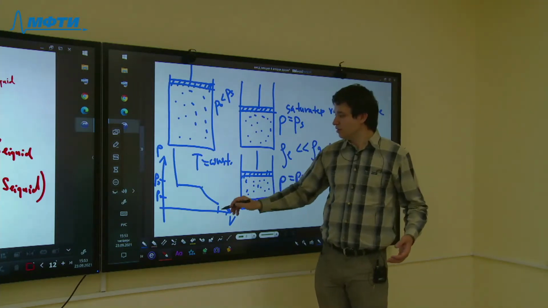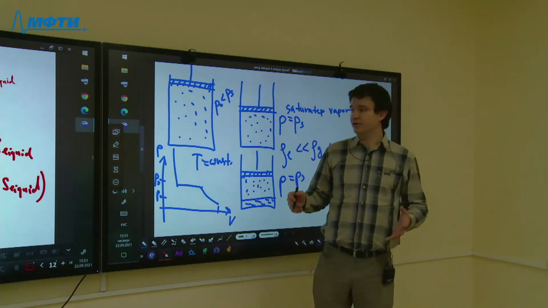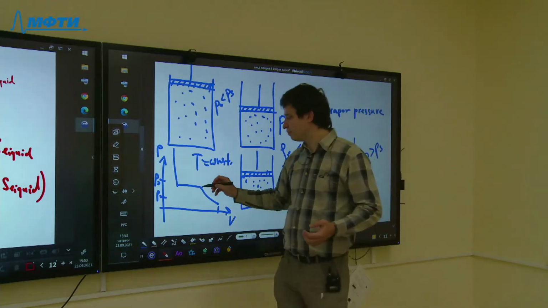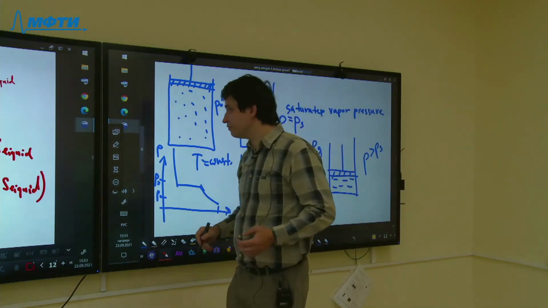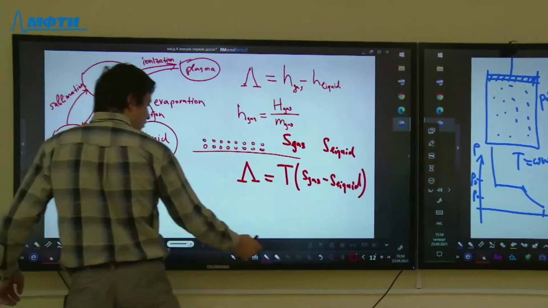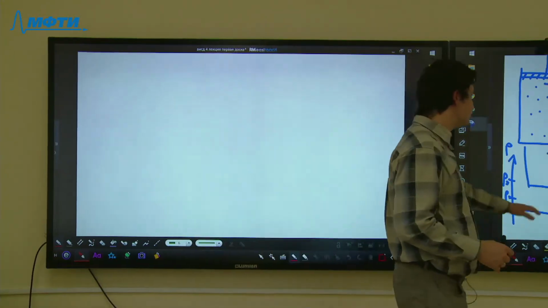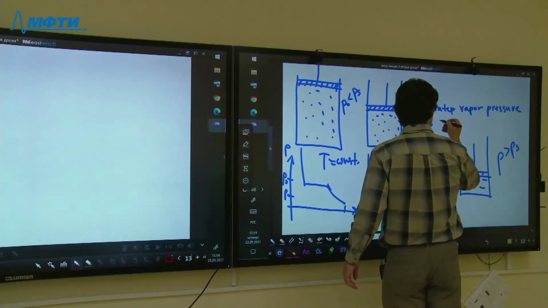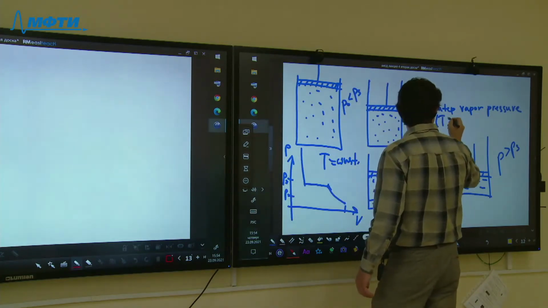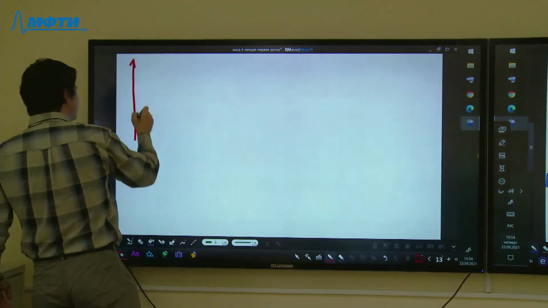So instead of PV equal to a constant, which you have been familiar with for the ideal gas, real gases, which are capable of condensation, have this kind of isotherm. Okay, so now let's continue further. As you see, this saturated vapor pressure is actually a function of temperature. So I can build these kinds of isotherms by repeating the same experiment at different temperatures.